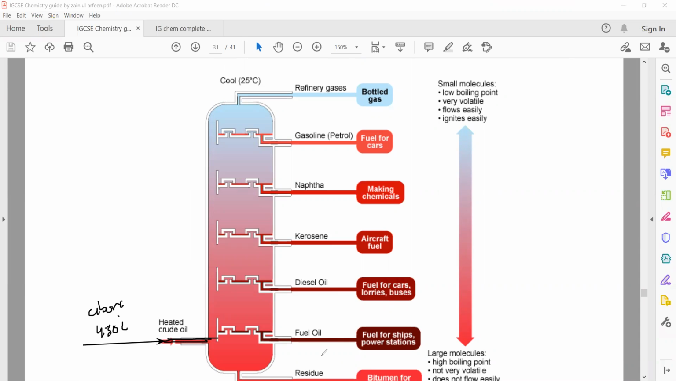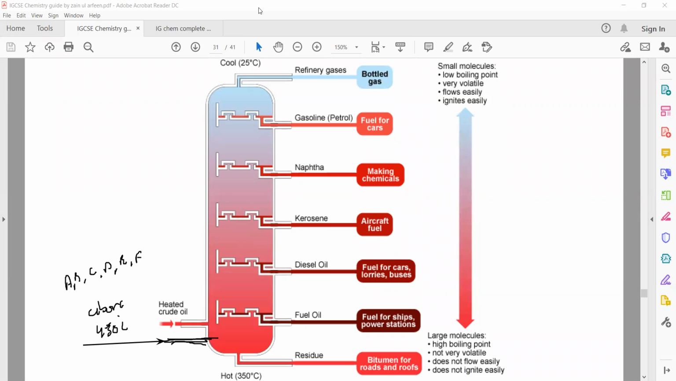What happens? For example, say there are fractions present in the crude oil: A, B, C, D, E and F. Some of the fractions, even around 450 degrees centigrade, are still in a liquid state. The fraction which is still in a liquid state will move out of the fractionating column from the other side. This liquid fraction is also known as the residue, or bitumen, which is used to make roads and roofs.